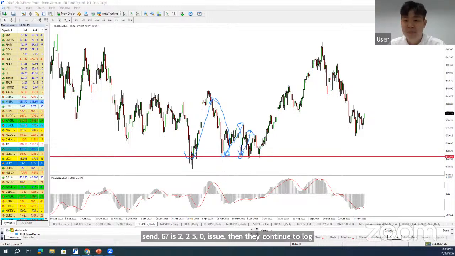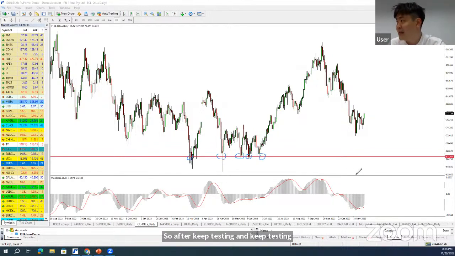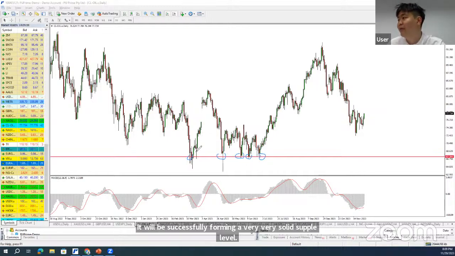After keep testing the support level, it slowly provides some indication for the global investors that every time the crude oil price hits 67.25, it is going to rebound. When there is this kind of expectation, it will successfully form a very, very solid support level. So every time the price hits a lower level, it will rebound.